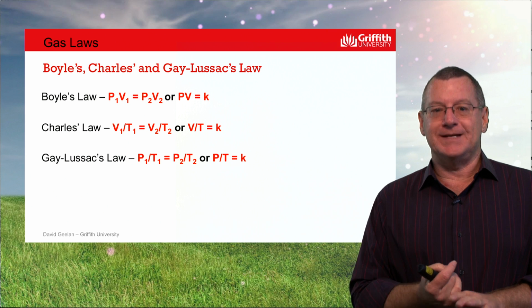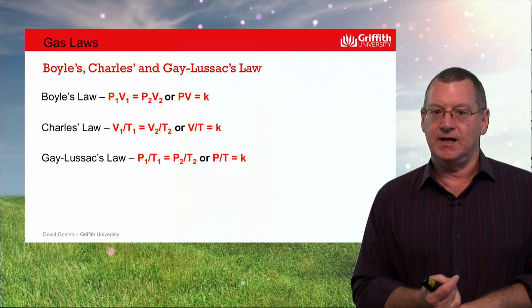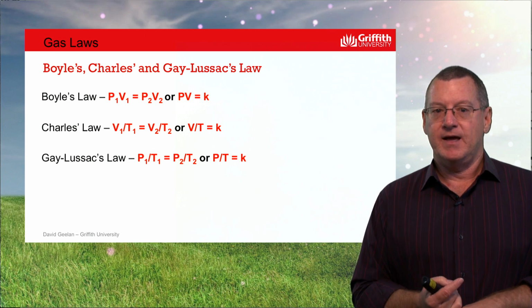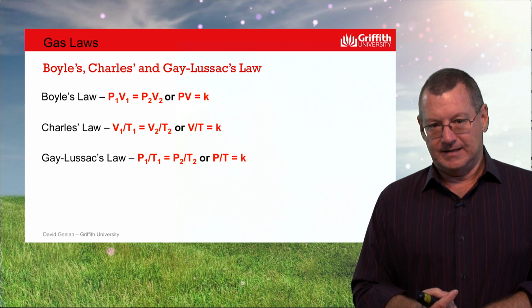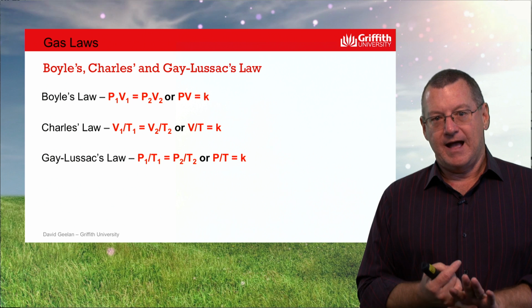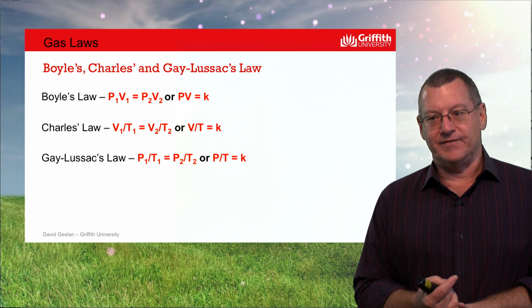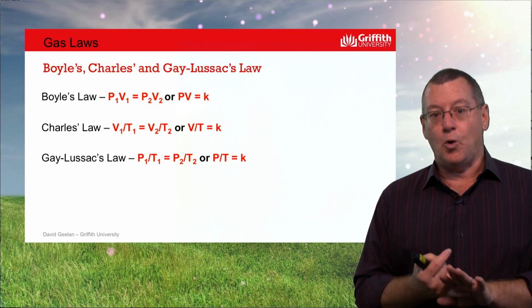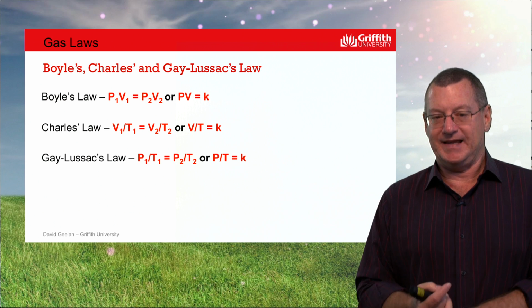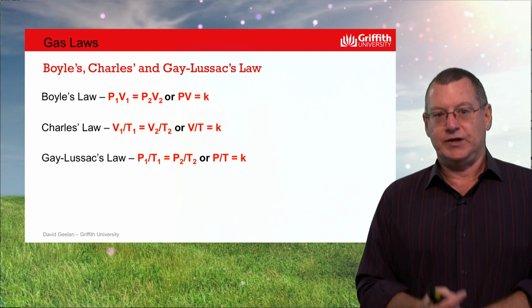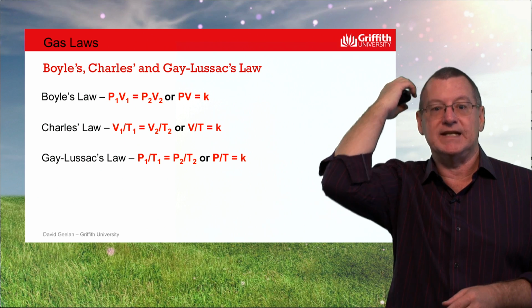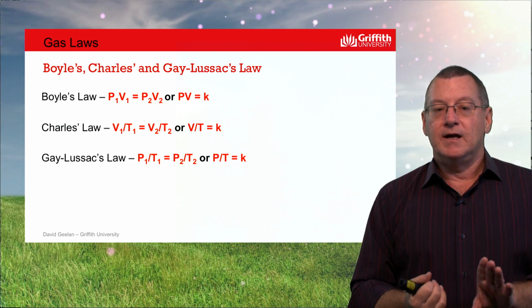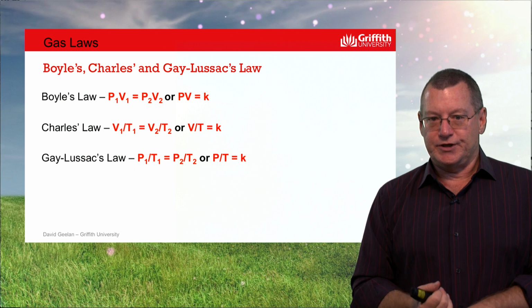Charles' law similarly relates volume and temperature, but it's a direct relationship. So if one goes up, the other has to go up to keep it constant. If you increase the volume, you have to also increase the temperature to keep everything else the same. If you decrease the volume, you have to decrease the temperature. So V1 over T1 equals V2 over T2. And Gay-Lussac's law relates pressure and temperature in the same way.